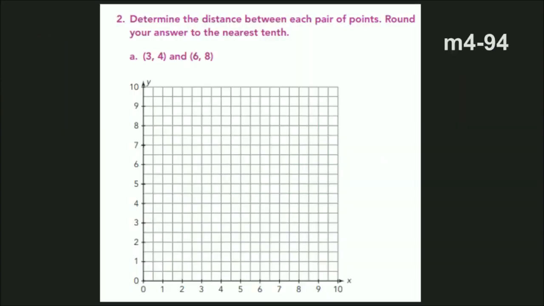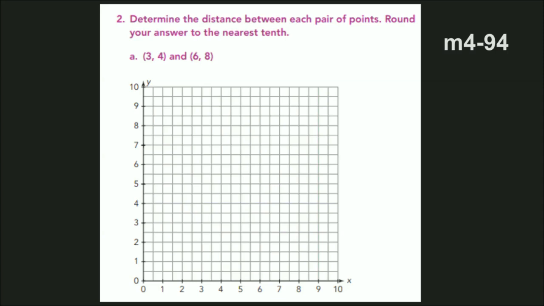So now that we've had a chance to work, we're going to go ahead and share our answers with our table partner. So as we walk through this, you're going to explain your answer to your partner. So it's not just, oh, my answer was 5. It's how you got it. What did you get for the legs? How did you draw your triangle? How did you use that to find the hypotenuse?